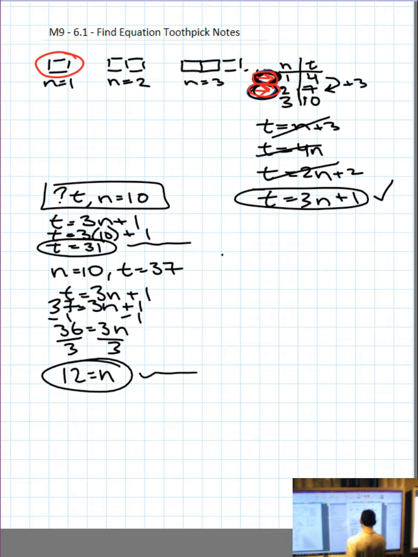Then if you want to, check your answer by drawing all the diagrams, as you can see in the notes, and count up all of the toothpicks in those lines and understand way better than any teacher could ever teach you.